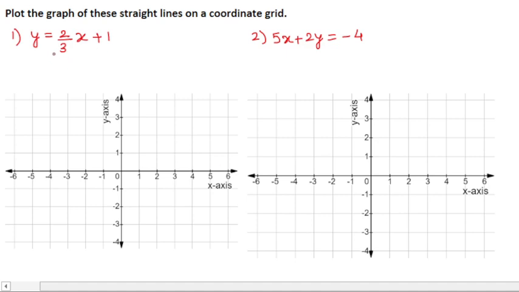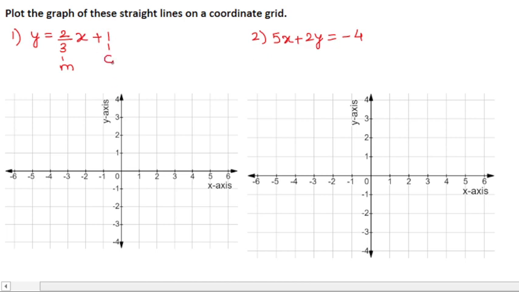Hello. I have written here two different equations of straight lines. We are going to be graphing them on these two coordinate grids. We start by identifying the gradient or the slope. This particular equation I have written in gradient intercept form or slope intercept form, where my slope is m, which is 2 by 3, and my y-intercept is 1, which is c.